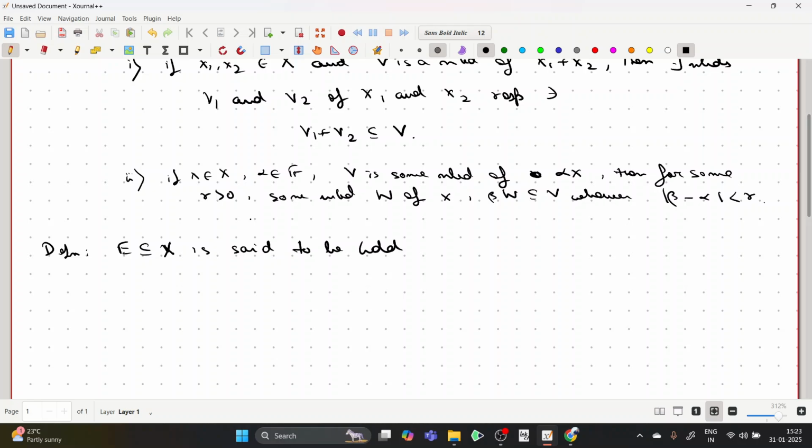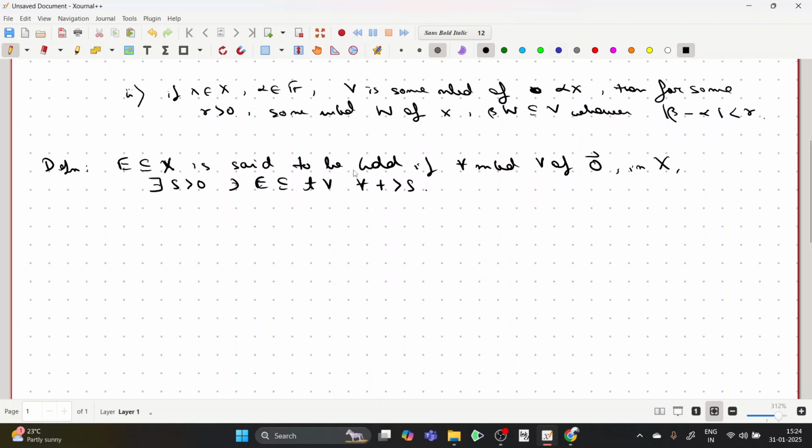A set E is said to be bounded if for all neighborhoods V of the origin in X, there exists some s greater than 0 such that E is completely contained within the set tV for all t greater than s. Okay, so what is it trying to say?